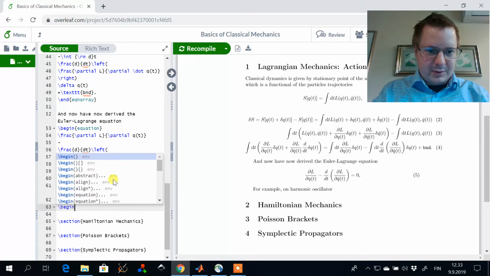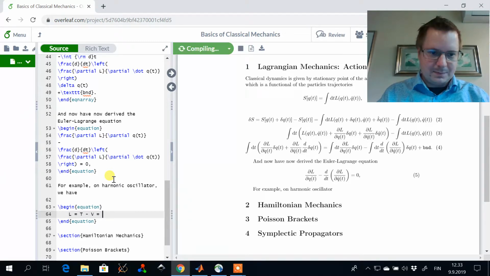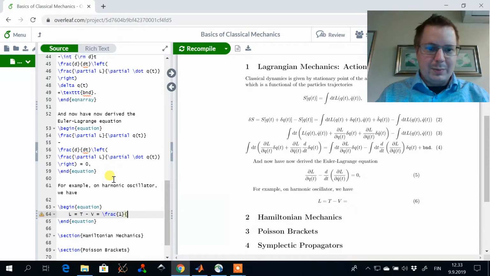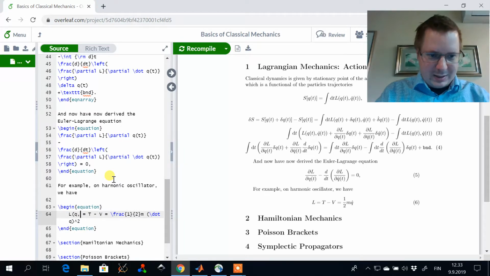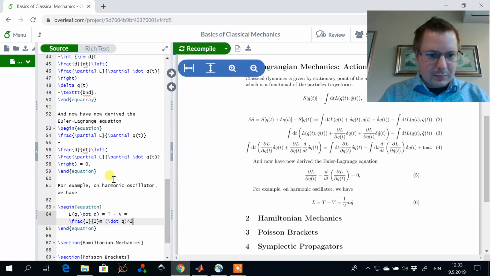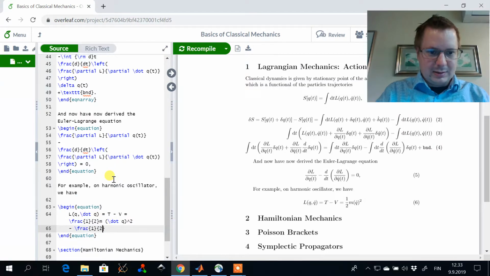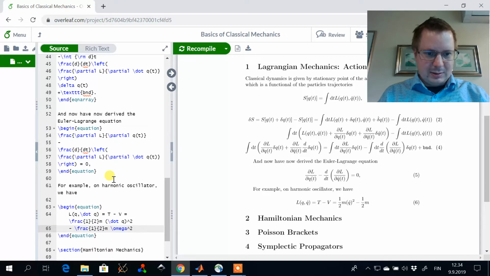So let's now derive the equations of motion for the harmonic oscillator. The Lagrangian of the harmonic oscillator will be T minus V. So the kinetic energy will be one half m v squared, so it will be m dot q squared. So we remember that L depends on q and dot q. And then minus, it will be m times omega squared q squared.